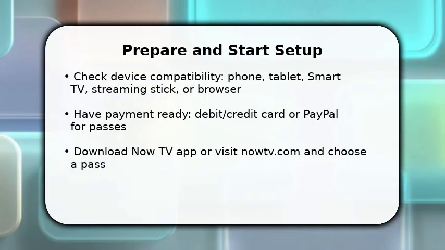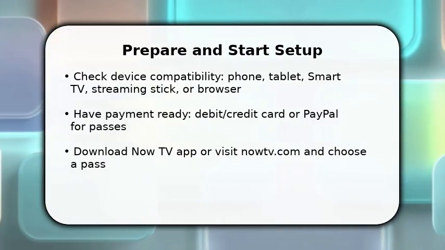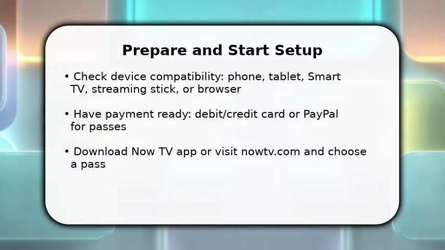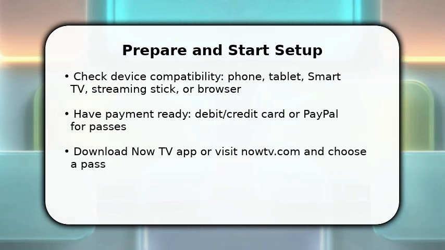After verifying, select the pass you want: Entertainment, Sky Cinema, or Sky Sports. Then follow the prompts to add payment and confirm. Now you've completed the initial setup and can move on.